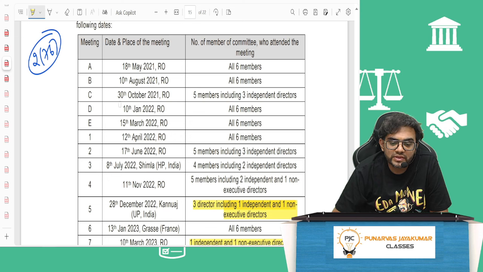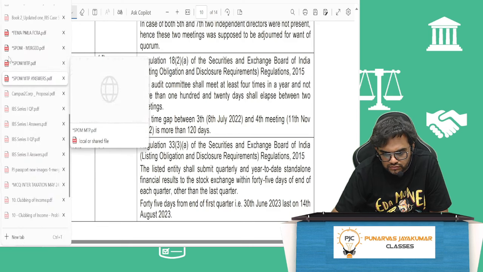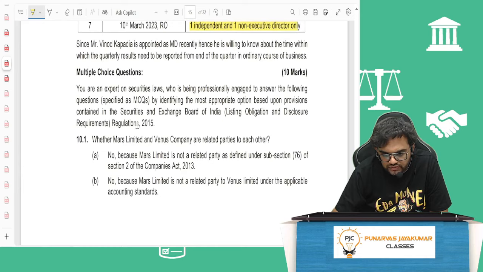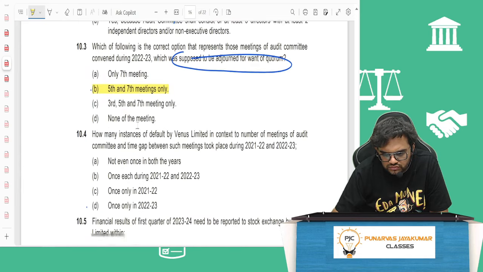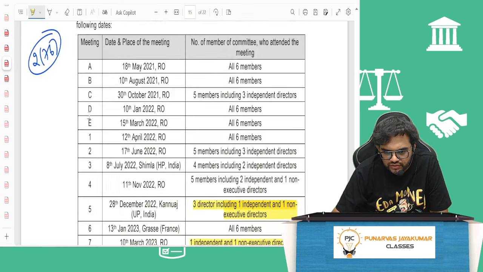This you see, 3rd and 4th meeting. October to January, October to November, November to December, December to January. They're asking which date. 1 second. Hold on. 22, 21, 22 and 22, 23. Let's see both. I am doing 21, 22. That will end here. Less than 120, less than 120, less than 120, less than 120. So in 21, 22, no problem.